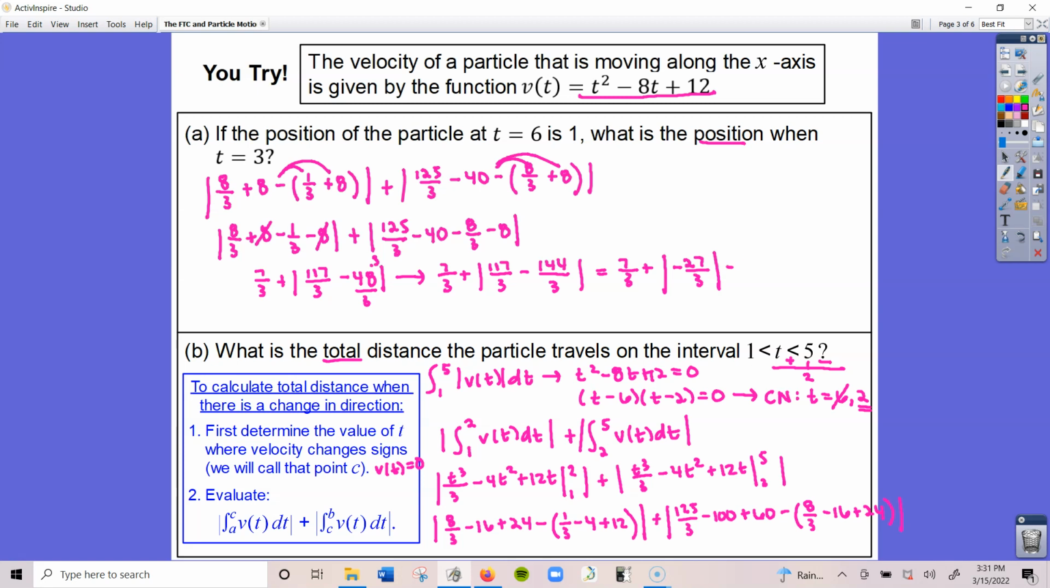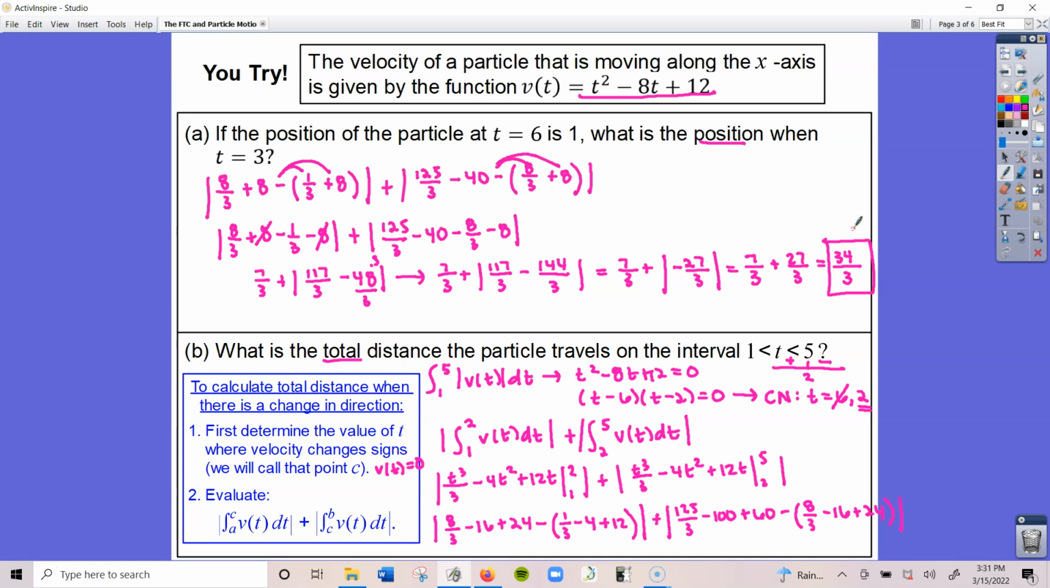So now at this point, since I'm left with only one number inside of the absolute value, I can remove it and make it positive. So this is 7 over 3 plus 27 over 3. 7 plus 27 is 34 over 3. So this would be my total distance.